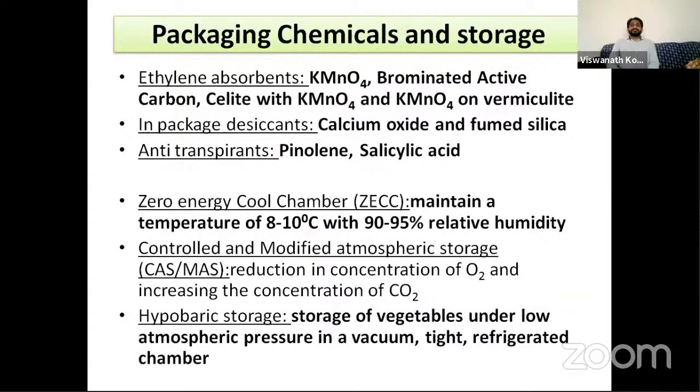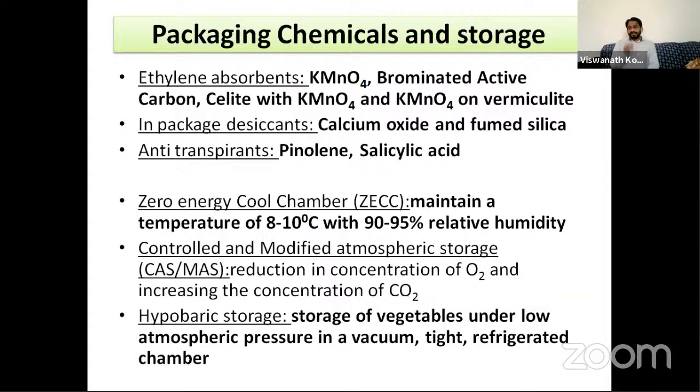We know that ethylene is the ripening hormone. So by reducing the ethylene content, we can delay the ripening process and extend the shelf life. So while packing the fruits and vegetables, if we add some ethylene absorbents like potassium permanganate, KMnO4, and activated carbon, alumina with KMnO4, and vermiculite, they absorb the ethylene in the packaging boxes, delay the ripening, and extend the shelf life.